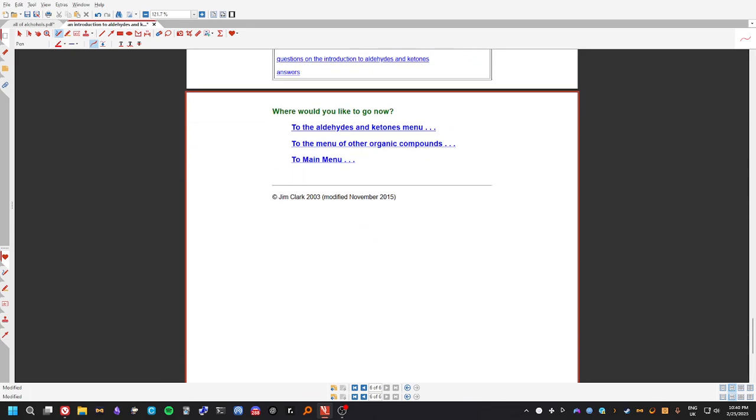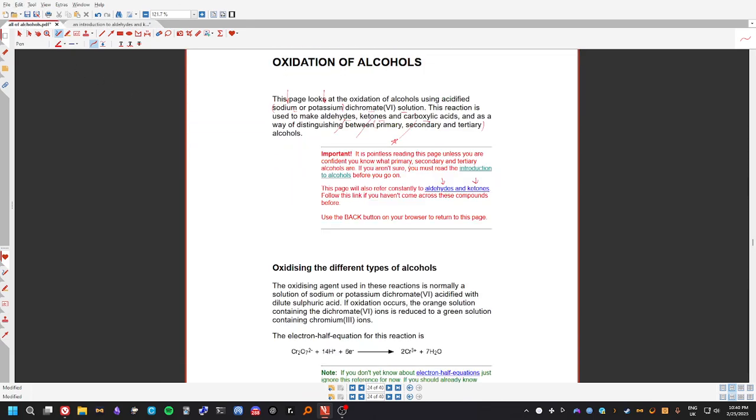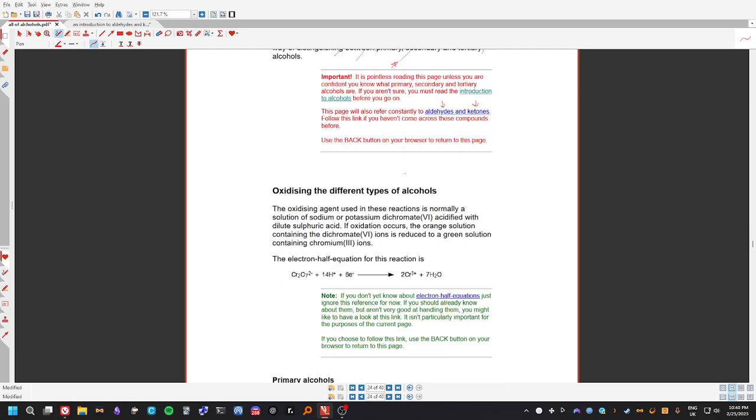Okay, so that's going to be pretty much your entirety of aldehydes and ketones. Now we're looking at the oxidation of your alcohols using sodium or potassium dichromate to form aldehydes, ketones, and carboxylic acids. Okay.